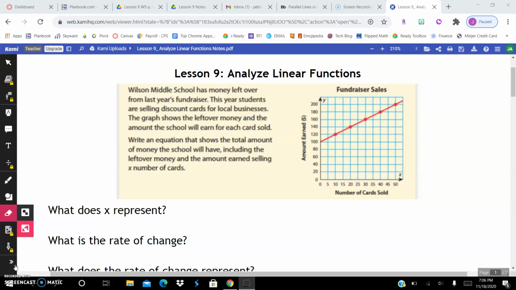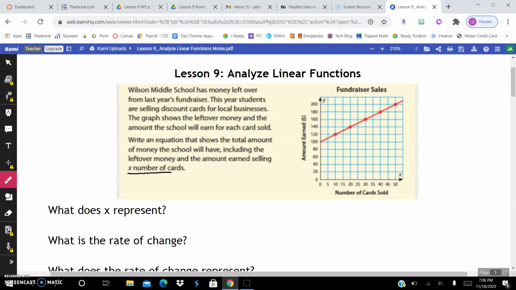Write an equation that shows the total amount of money the school will have, including leftover money, and the amount earned selling X number of cards. So we have a couple of questions to answer here as we go through and figure out what our equation would be. So the first question is, what does X represent? And you can find that in two different spots.